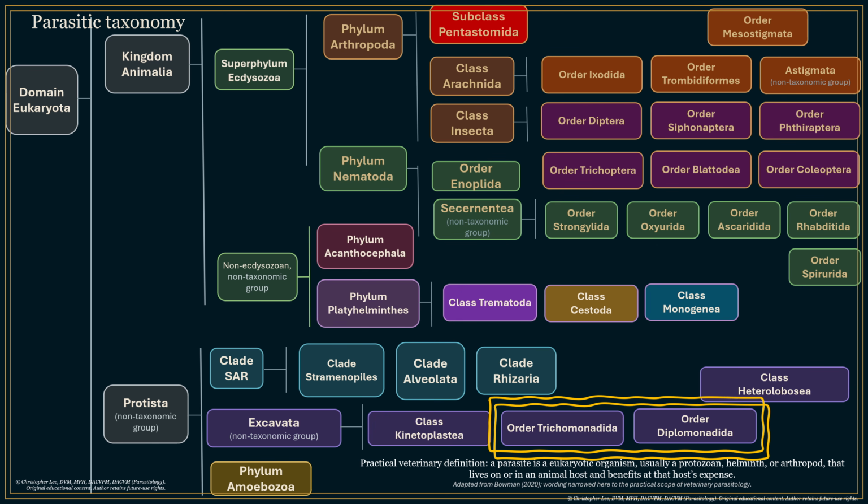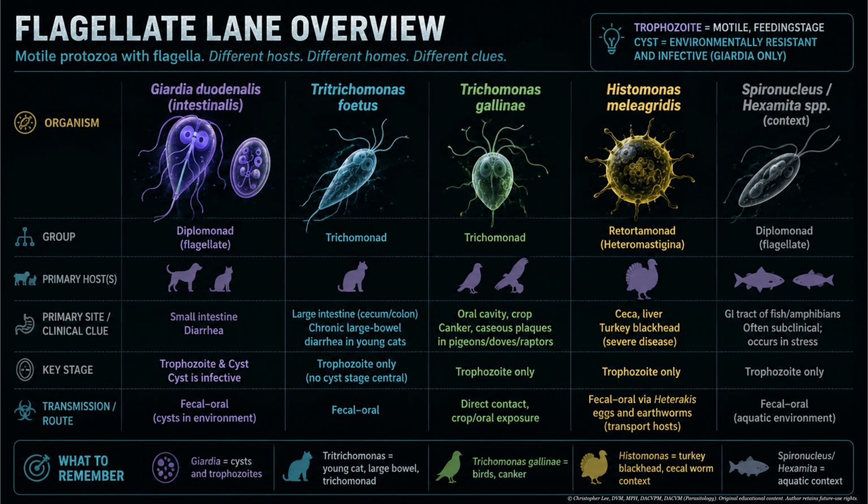Taxonomic frameworks continue to evolve, but your clinical sorting rule remains stable. Identify the host, find the home, recognize the stage, and connect the syndrome. The taxonomy tells us that these organisms are not all close cousins. The clinical pattern tells us why that matters. Now compare the organisms side by side.